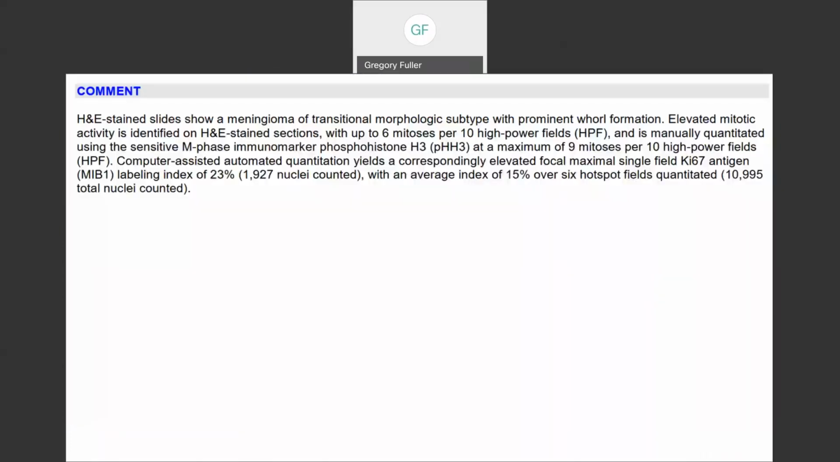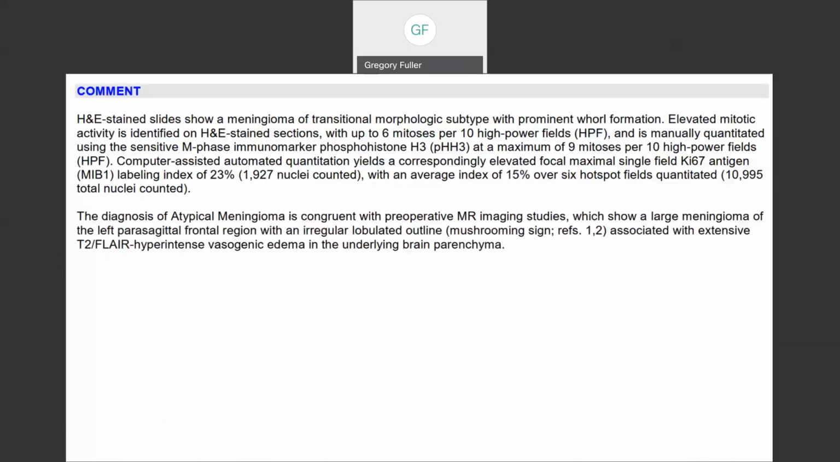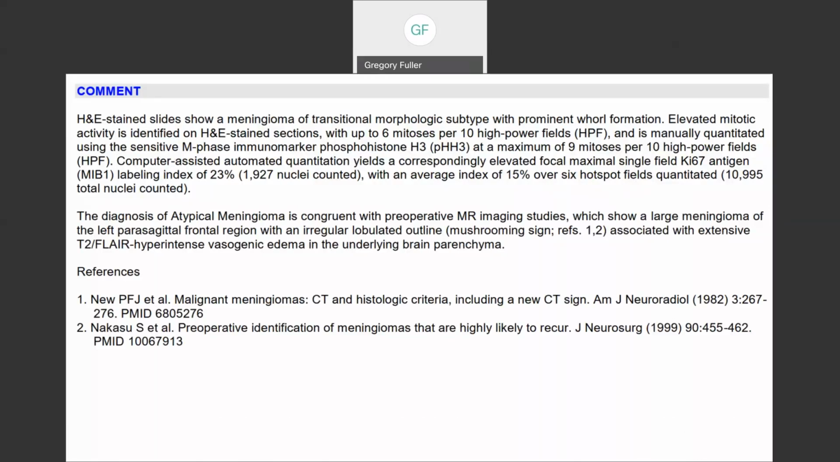Okay, we're not going to go through this because of time. All right, it's just talking about how it makes sense. And there are the 2 references for the mushrooming sign.